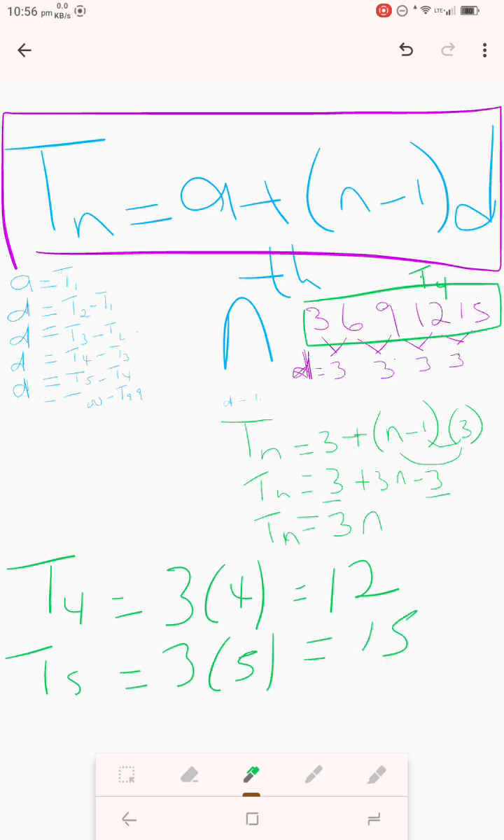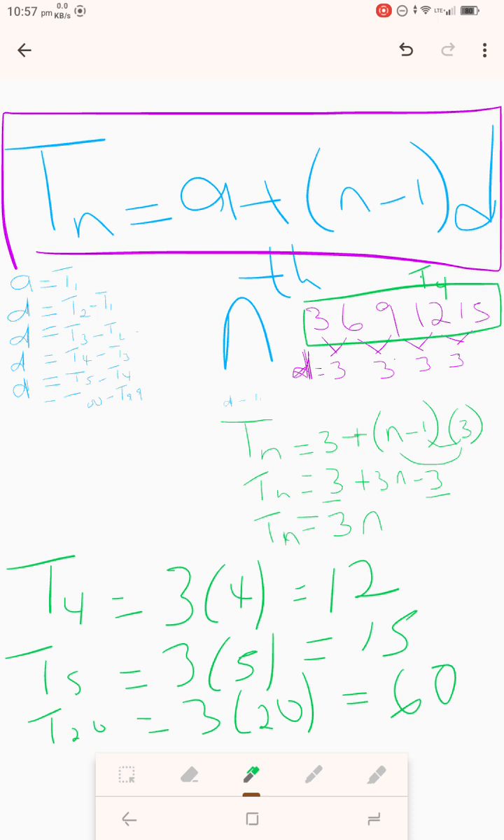So now they say look for term number 20. You're going to say term 20 is equal to 3 times n. Where is n? You put 20. You put 20, guys. Then how much is it? Let's see. 3 multiplied by 0 is 0, then it's 60. So we know that term number 20 is 60. You have to get 60.